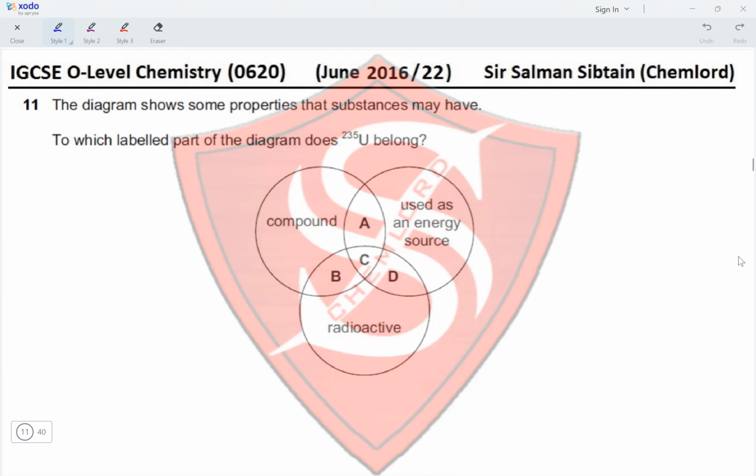So it is not a compound. It is used as an energy source, yes, and it is radioactive, yes. So it is only used as an energy source and it is radioactive. So this would make option D the correct option for this question.